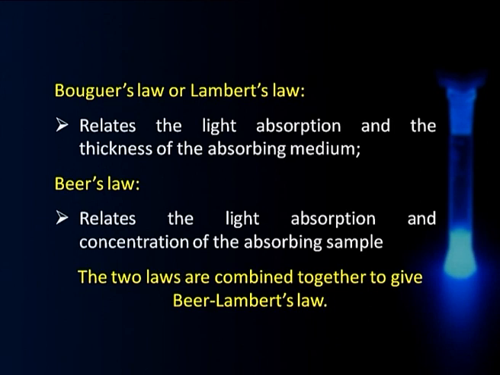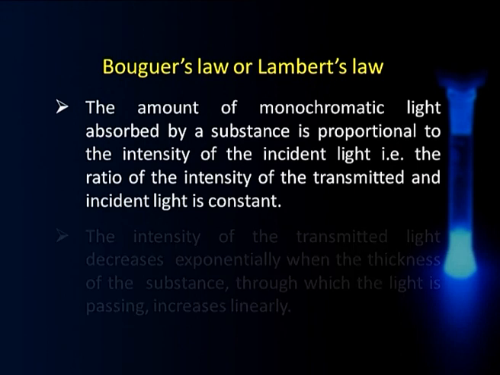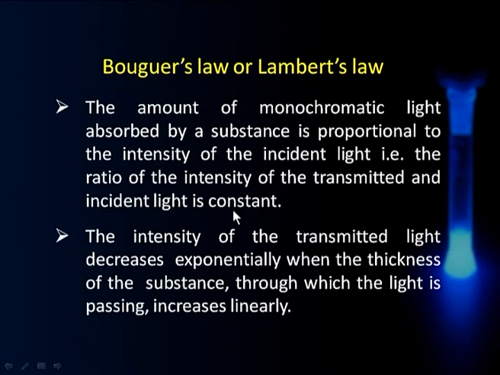Let us take these one by one. Bouguer's law or Lambert's law basically goes as follows: the amount of monochromatic light absorbed by a substance is proportional to the intensity of incident radiation. That is obvious. That is, the ratio of intensity of radiation which is transmitted and incident is constant. That is the statement of the law. Another way of putting it is that the intensity of the transmitted light decreases exponentially when the thickness of the substance through which the light is passing increases linearly.